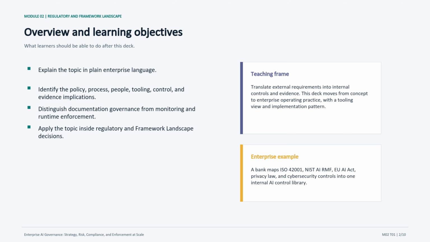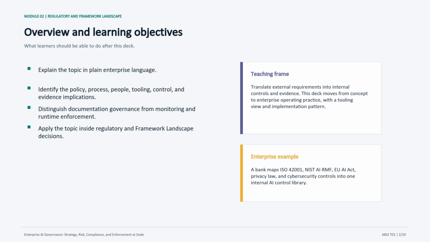Now that the topic is on the table, I want to set our learning objectives. By the end of this deck, the goal is not just to define ISO/IEC 42001. The goal is to explain how it works inside an enterprise. For this class, I want you to keep six lenses in mind: policy, process, people, tooling, controls, and evidence. A governance idea is only useful when it changes at least one of those lenses in a concrete way.